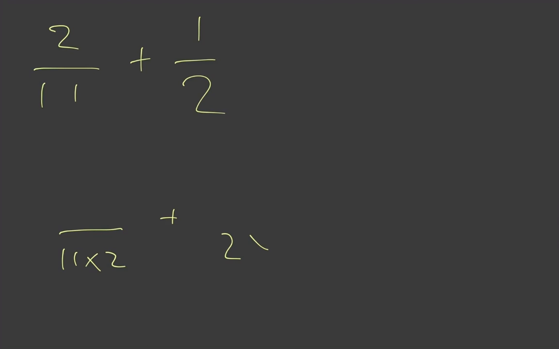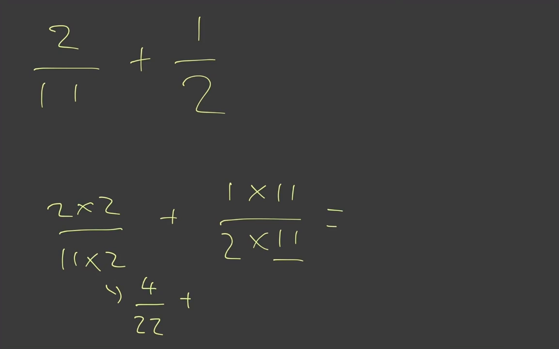plus 2 times 11. And if we recall, whatever we do to one part of the fraction, we must do to the other. So over here, I multiplied the bottom by 2. So therefore, I must also multiply the top by 2. So we'll have 2 times 2 up here. And if we look at the second fraction, 1 over 2, we timesed the bottom by 11. So we had 2 times 11. So therefore, we must times the top by 11. So we'll have 1 times 11. So now if we simplify this down, we will have 4 over 22 plus 11 over 22.